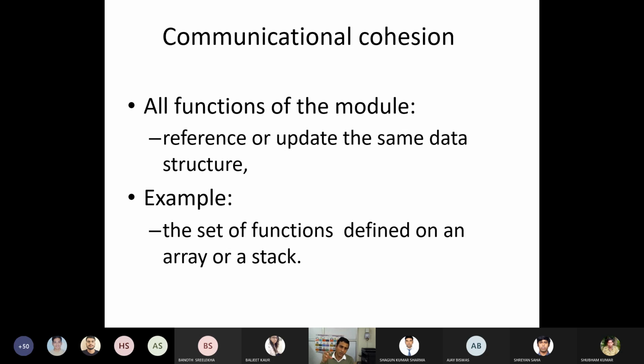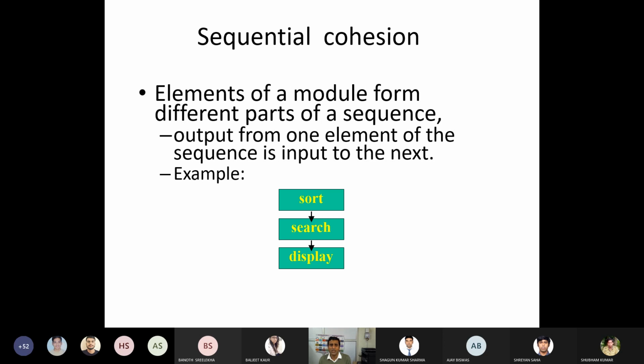So that means they are going to use the same data structure, and they are going to update the same data structure. All of these functions are going to operate on the same data structure. Then we can say that's an example of communicational cohesion.